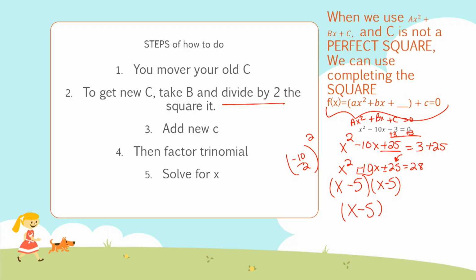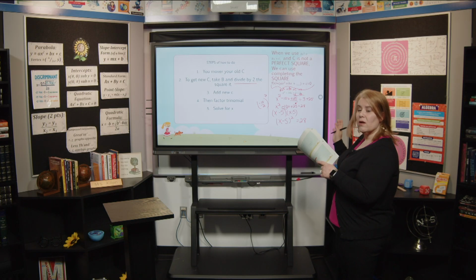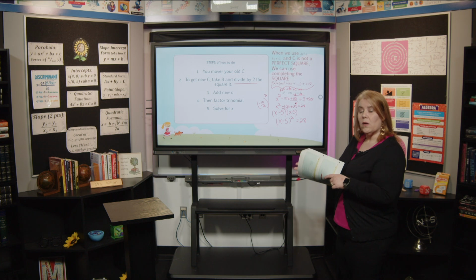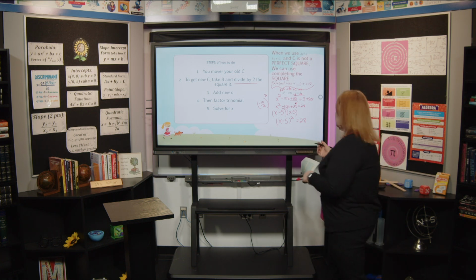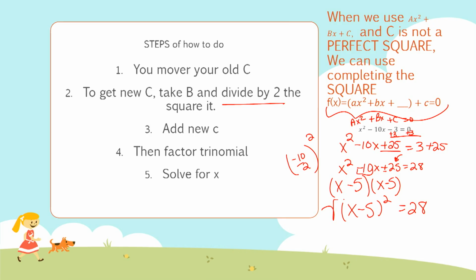(x − 5)² = 28. So I have to get that x by itself. To get that square moved first, I'm going to take the square root of both sides. So I have x − 5 = √28. I want to get that x by itself first, so I am going to add 5 on both sides.